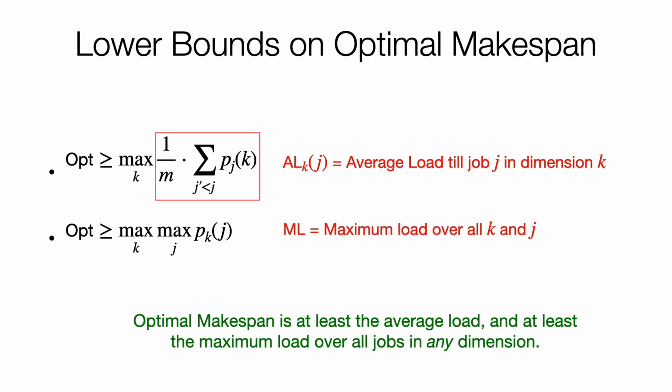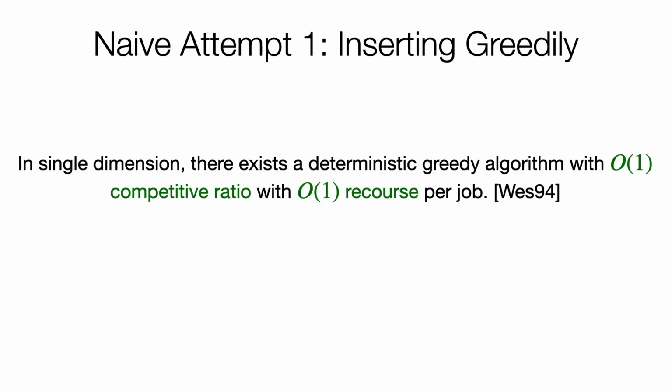So with these two lower bounds, the average load lower bound and the maximum load lower bound, let's start by designing some algorithms for the insertion only setting. First, we know that there is a deterministic greedy algorithm in the single dimension case with a constant competitive ratio and a constant recourse by Westbrook in 1994. We can't use this algorithm directly because the number of dimensions for us is d.